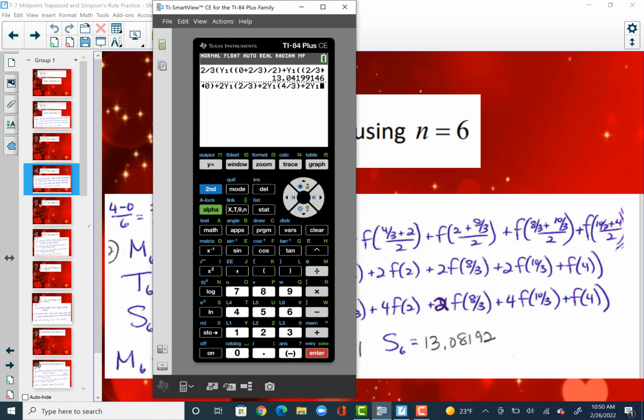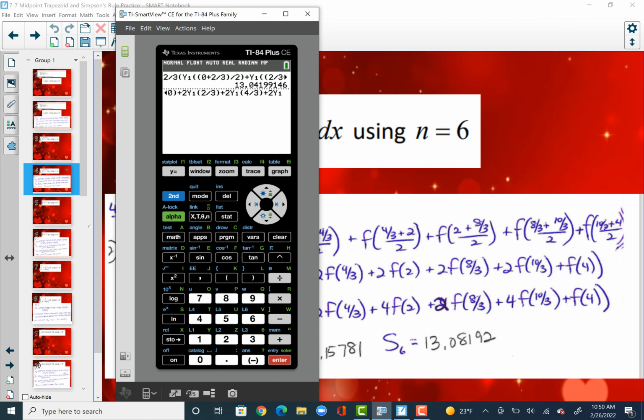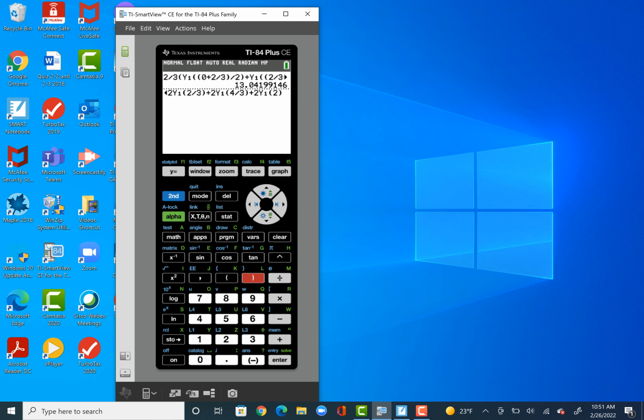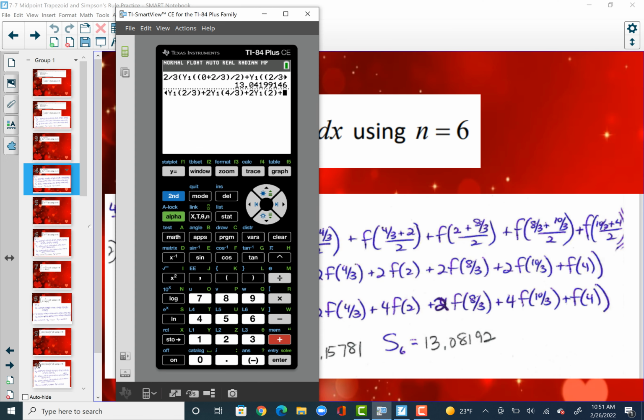Just to remember what I'm doing, where am I? I'm at 2. Whoops, here. So we put in 2 plus, next one we have 2 again. So alpha, y1, I'm at 8/3 this time. So parentheses 8/3.